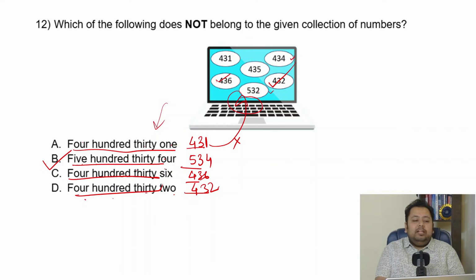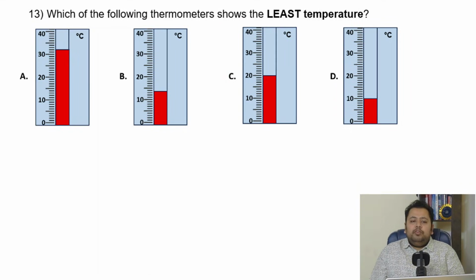And now we move to question number 13. Which of the following thermometers shows the least temperature? Find out what temperature is shown in the given options, and then find out which of them is the lowest. Alternatively, because these are all at the same scale, from 0 to 40 degrees centigrade, you just have to find out whichever is lower in the mark. That is an alternate way, and a quicker way as well. Pause the video, solve it first, and then look at the solution.